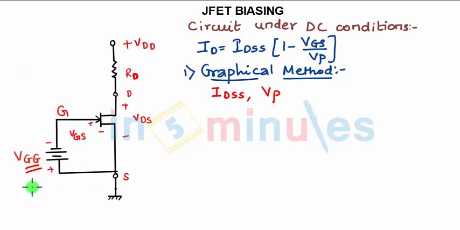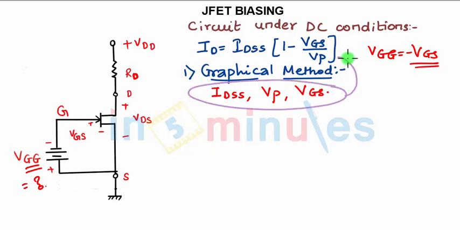Now this voltage is constant VGG, so the value of VGG will also be given in the question. Since you know VGG, we know the relation that VGG is minus VGS, so we know the value of VGS. When you substitute these values in this equation, you can find IDQ, right?